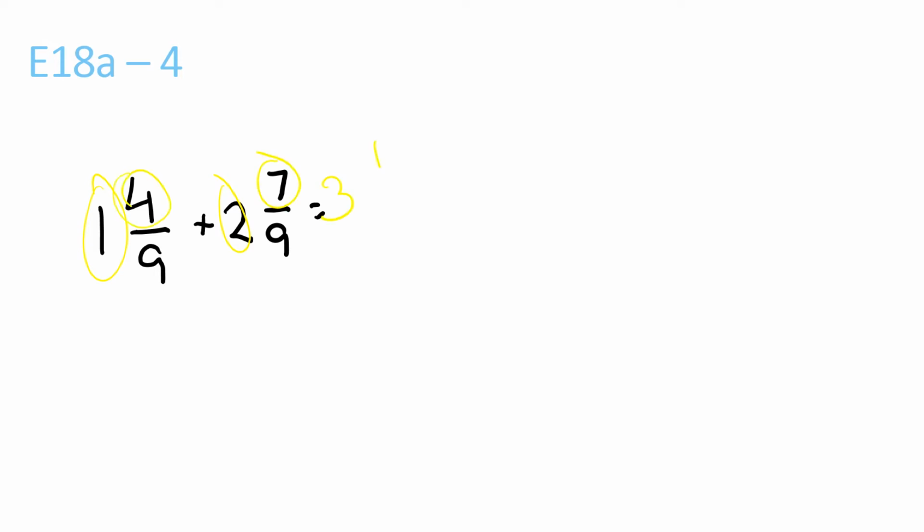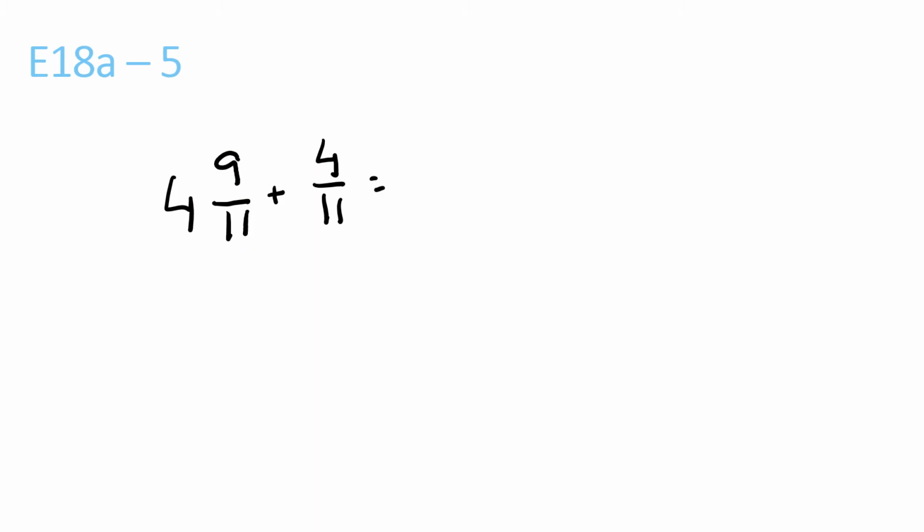4 plus 7 is 11 over 9, which is equal to 1 and 2 over 9. So you have 1 and 2 over 9 plus 3, which is 4 and 2 over 9. 4 plus nothing is 4, 9 plus 4 is 13 over 11. 13 over 11 is the same as 1 and 2 over 11, so you get 1 and 2 over 11 plus 4, which is 5 and 2 over 11.